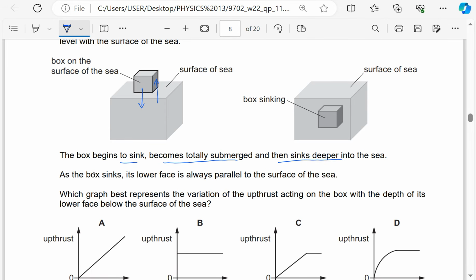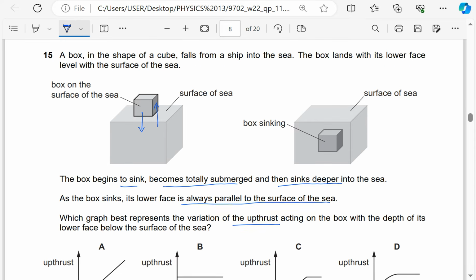As the box sinks, its lower face is always parallel to the surface of the sea. Which graph best represents the variation of the upthrust? So remember, upthrust is equal to cross-sectional area times difference in pressure, and the difference in pressure is going to be density times g times difference in height. This is going to be the height which is submerged.